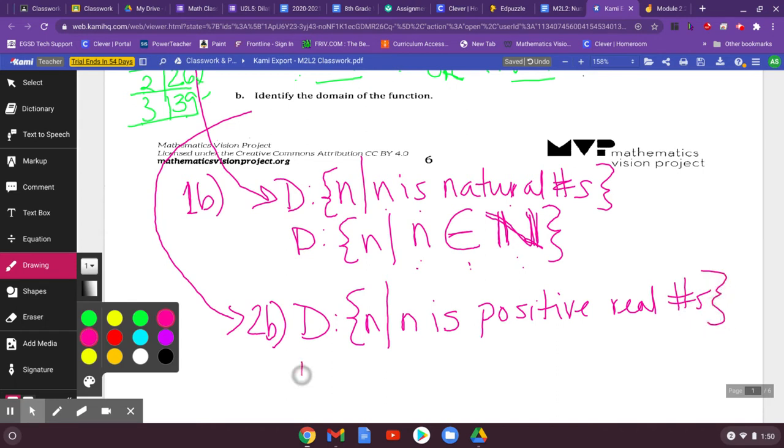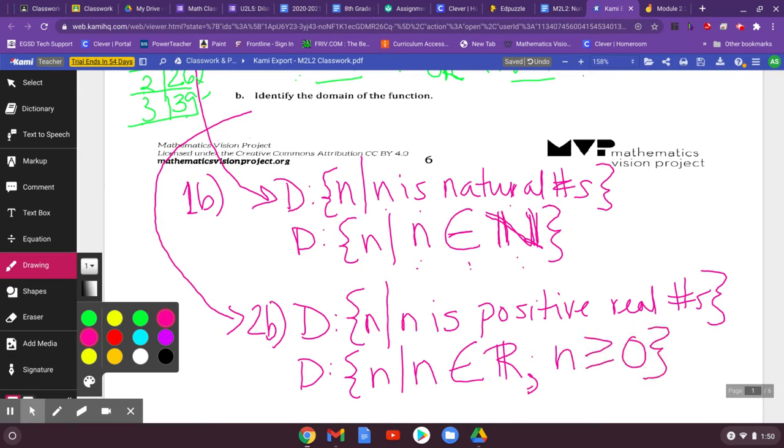How this looks in notation form, n is real numbers, and then we do a little semicolon here. n is greater than or equal to 0. Here's how I show the positive. Here's how I show it's real numbers. So again, you read this as n is my variable. n can be real numbers, but n has to be greater than or equal to 0, meaning it's positive.